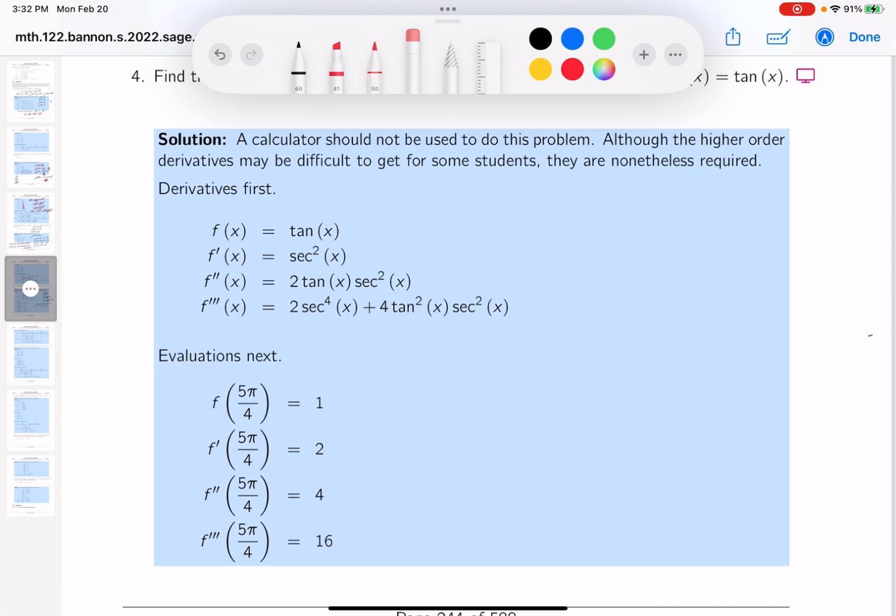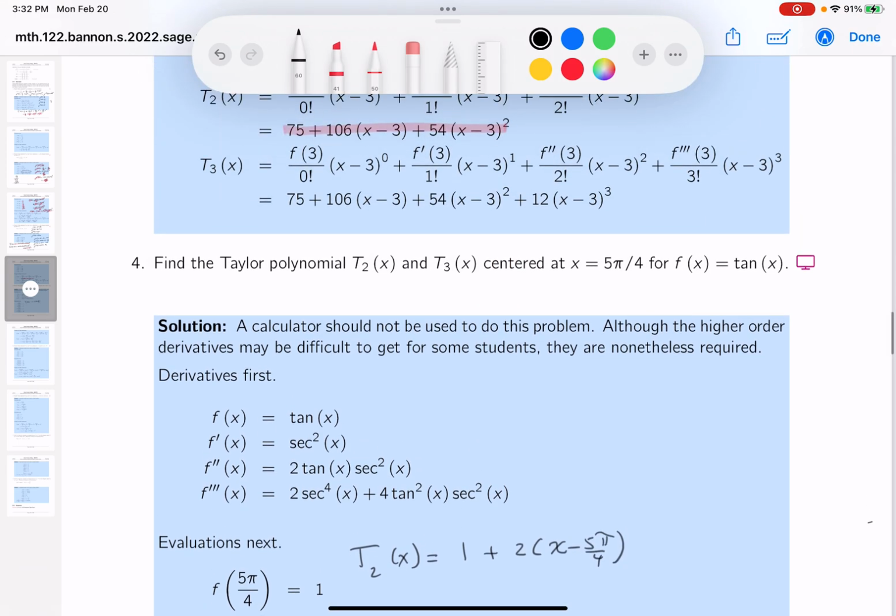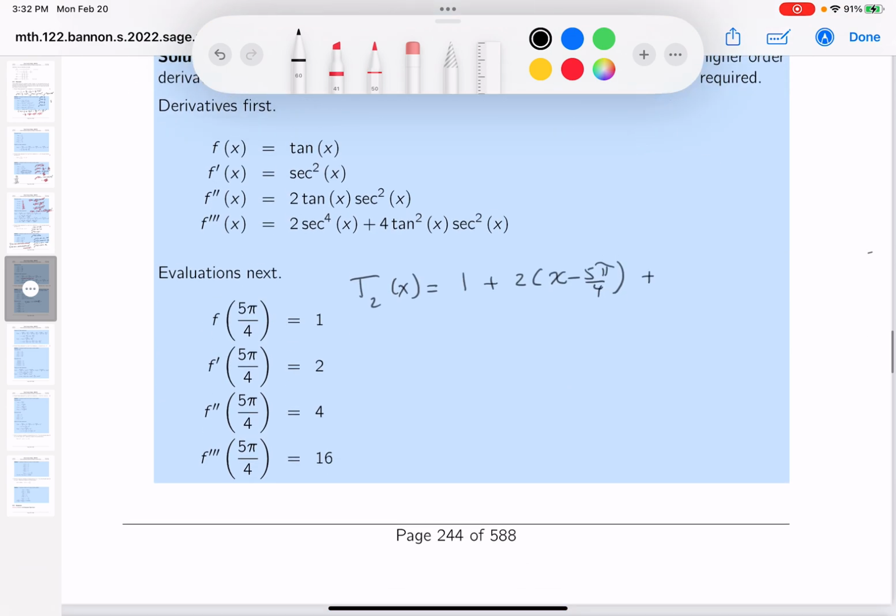Of course, what I need to do is write down now T2 and T3. Let's write down T2, and then we'll look at the check. 1 plus 2 times x minus 5 pi over 4. See if I'm doing that right. Yep. Plus, the second derivative value is 4, and 4 divided by 2 is 2, times x minus 5 pi over 4 squared.